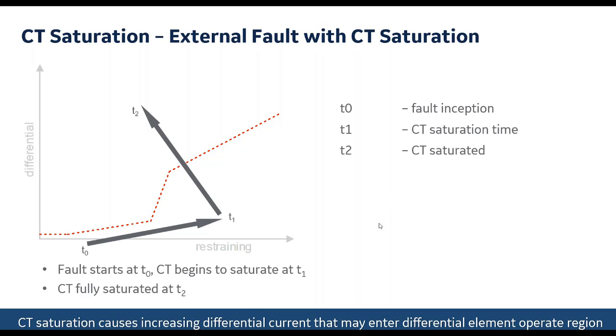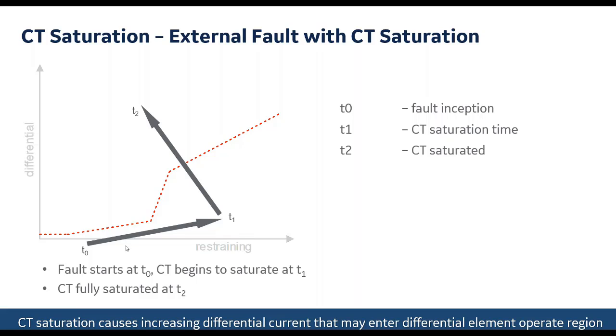Now what happens if we have a CT saturation? As we strike an external fault, the CT for the first whatever quarter cycle, for a certain time period, will generate the primary current effectively until it starts to saturate. What happens when it starts to saturate? I'm going to see an increase in differential current without any significant increase in restraint current. So my change in differential will overwhelm my change in restraint. So I can use this in my algorithm. I can use this trajectory to determine if the CT is saturated or not.